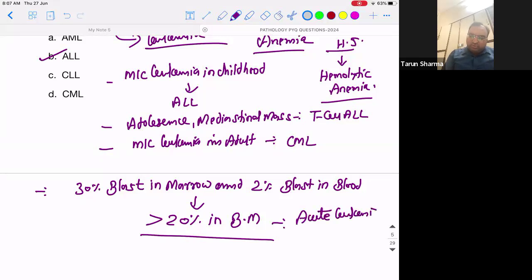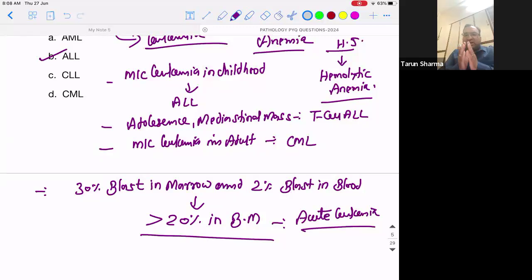It is a thumb rule. Always remember, if the bone marrow is having more than 20% blast, then forget about everything. No age is important, no sex is important, no sign is important, no symptom is important, no RBC count is important, no WBC count is important, no platelet count is important. Everything will be not specific. Only one thing which is important here, blast percentage.